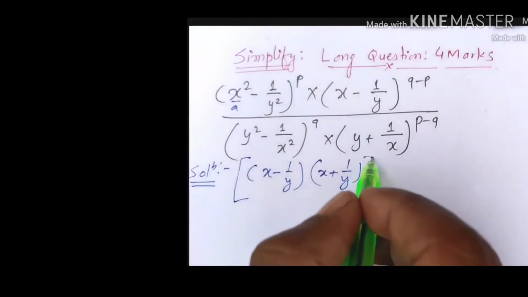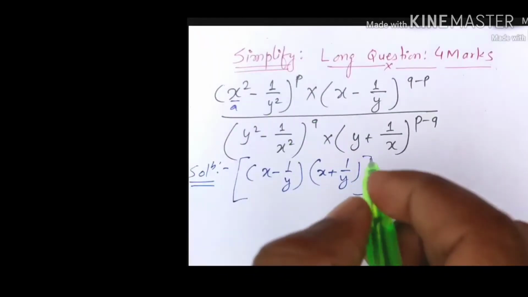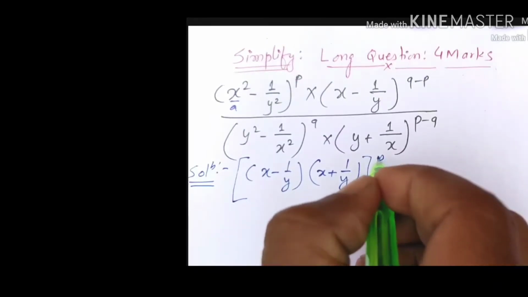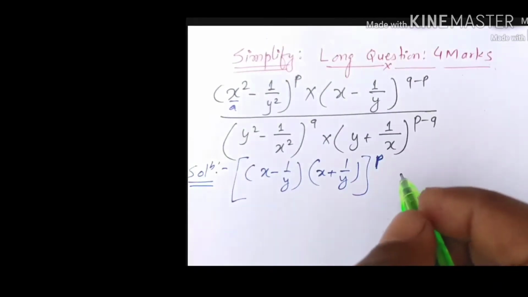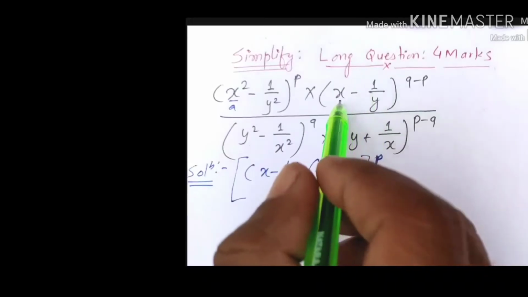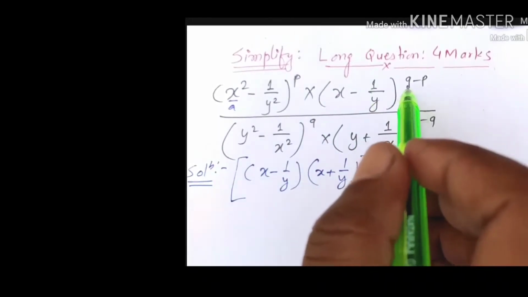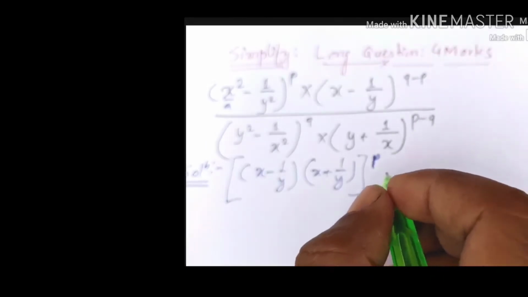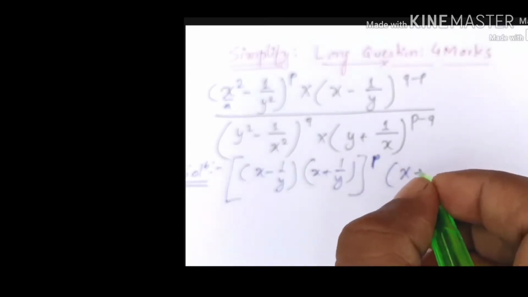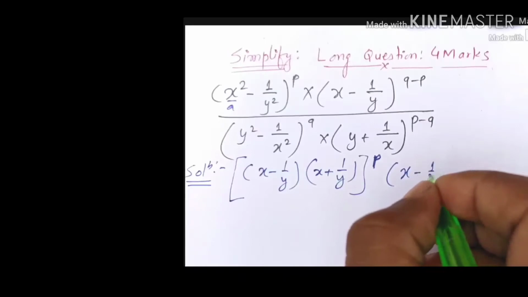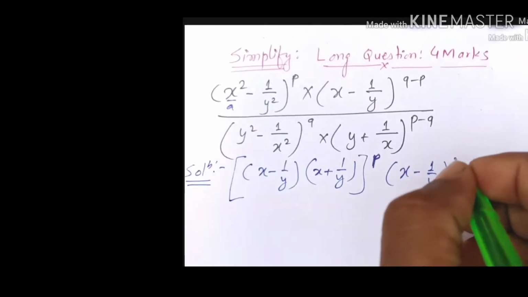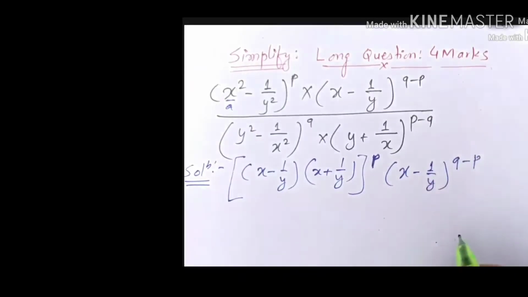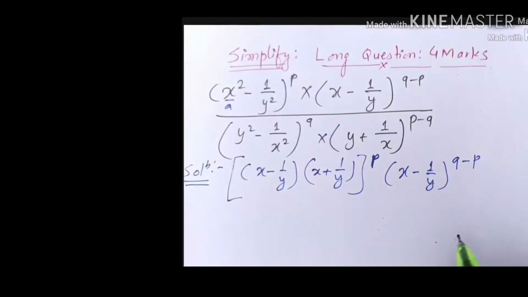Now you can see here is power p, so it is power p. Now you can see that this term x − 1/y has the power q − p. So you can write this term as it is, (x − 1/y)^(q − p).